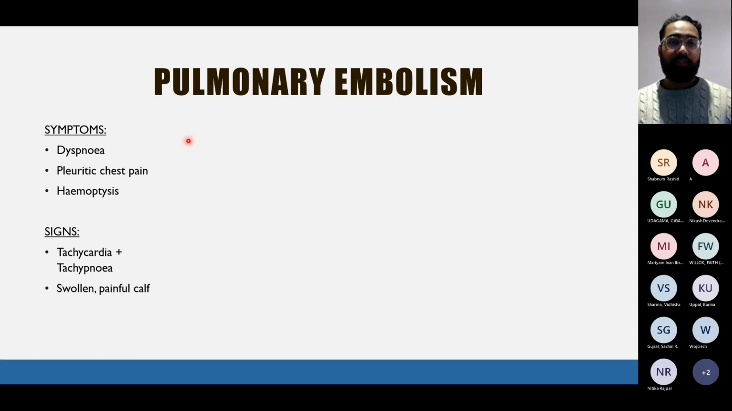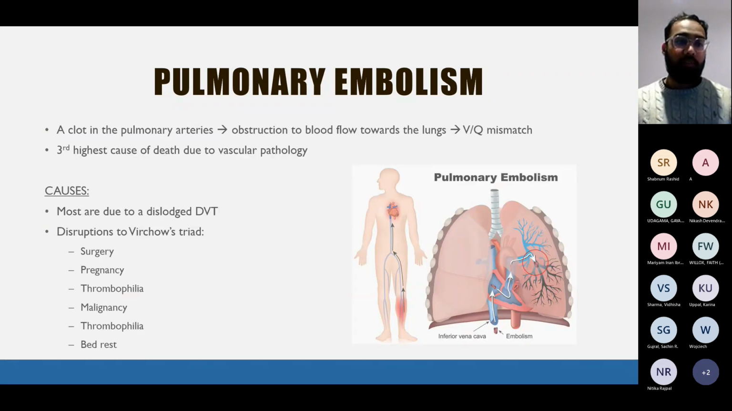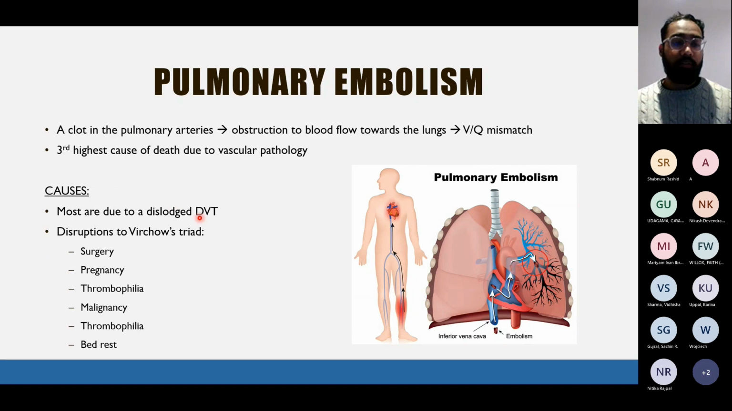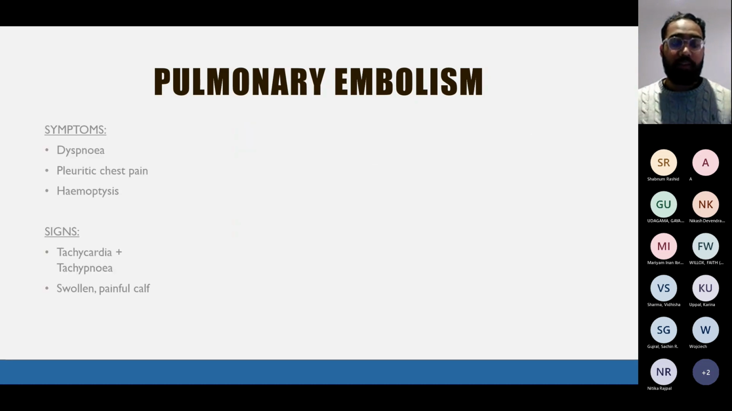And then because of the reduced oxygen availability, again, tachycardia, tachypnea. I hope you can start to see a theme here. A lot of these respiratory conditions present with tachycardia, tachypnea. And because most pulmonary embolisms are from a dislodged DVT, we can look for the signs of a DVT, which is a swollen, red, hot, painful calf. So if we see someone short of breath with a swollen, painful calf, it's going to be a PE.